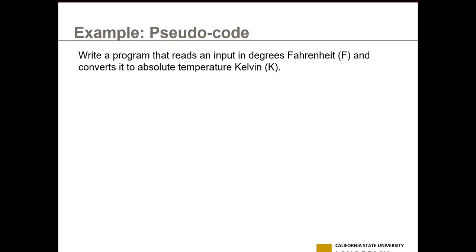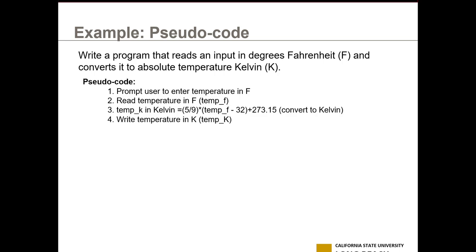But the first thing that we want to do is take a look at our inputs. The input is going to be degrees Fahrenheit, some number that represents degrees F. So we're going to take that temperature in, and then we need to convert it somehow. So the equation to convert it is listed here: 5/9 times the temperature F minus 32 plus 273.15. So this is your pseudocode. I know it doesn't look complicated, but it just goes over the steps.